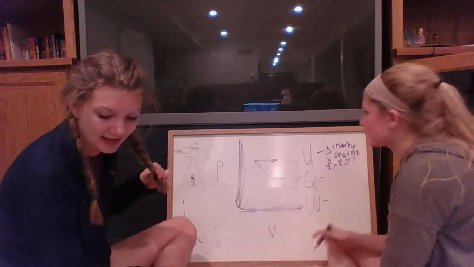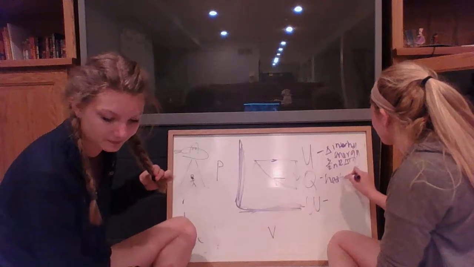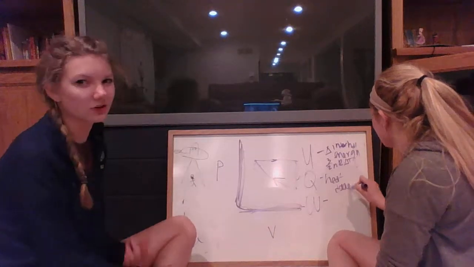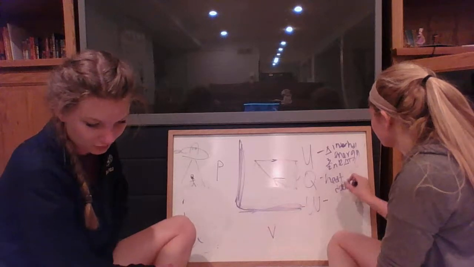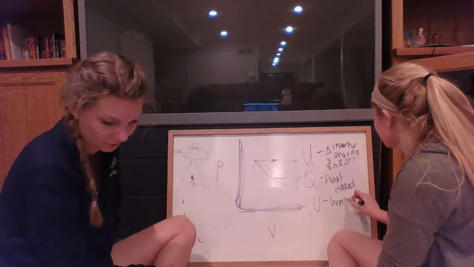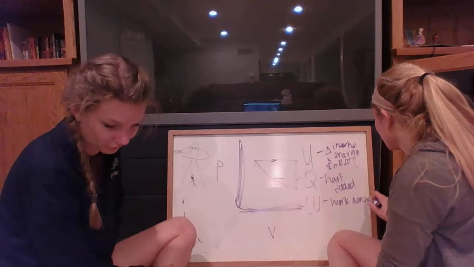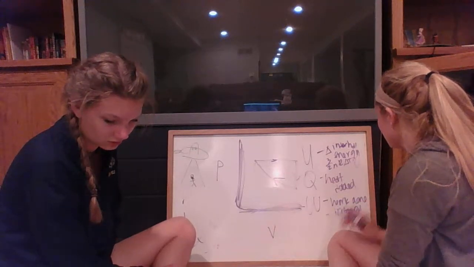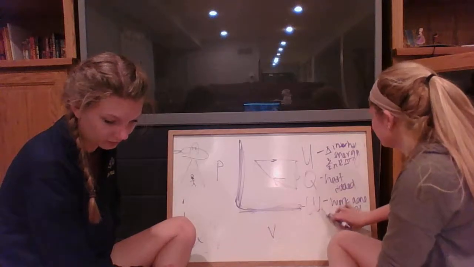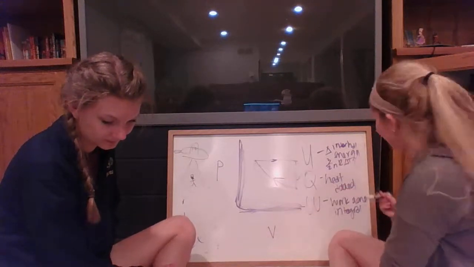Q is the heat added to the system. If it's added, it's positive. If it's removed, it's negative. And then W is work done on the system. If work is negative, then you lose internal energy. And if it's positive, you gain internal energy. And also you find it by the integral.